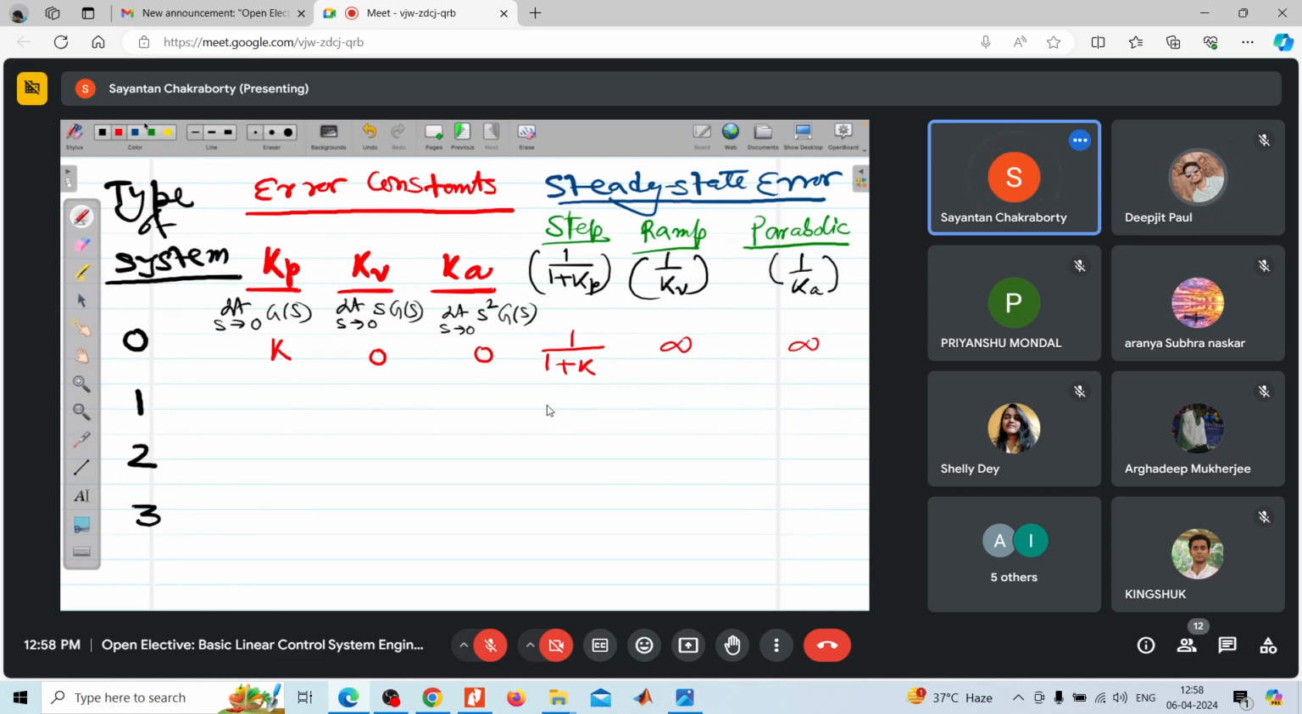Next, for type 1 system, kp is infinity, because there is one s in the denominator, kv is k, and ka is 0. So a type 1 system, since the error constant is infinity, will follow a step input with 0 offset. It will follow a ramp input with an offset 1/k, and it cannot follow a parabolic input.